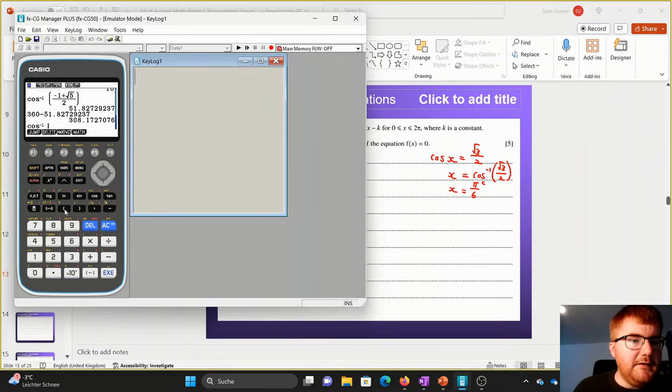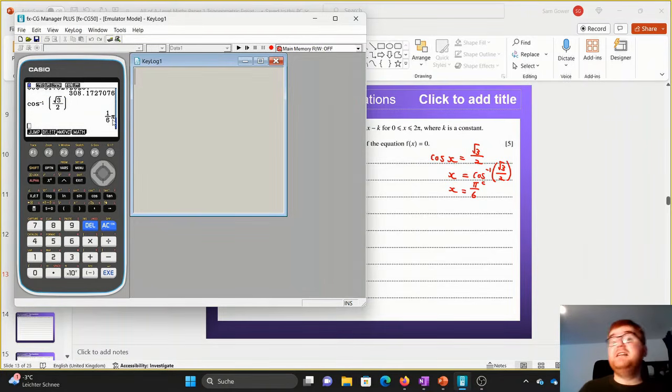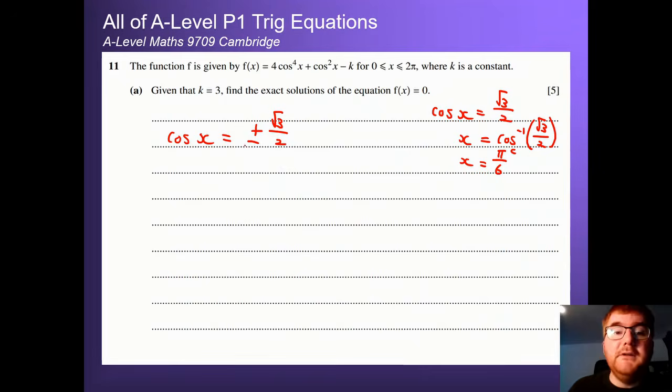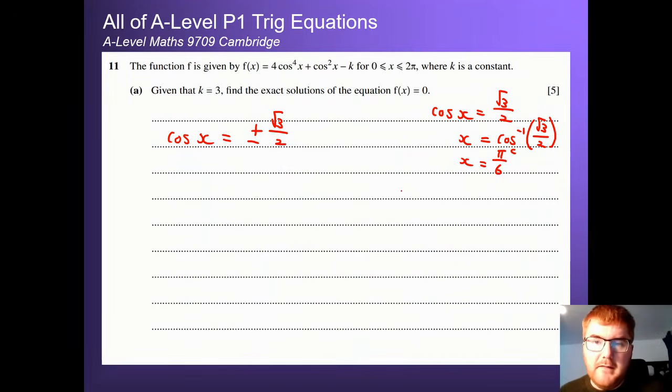and then brackets, root 3 divided by 2, close brackets. Notice it will give you the exact values as well, so you don't have to memorize these off by heart, but I find that very, very useful to do. Now notice one will find plus and minus, which I'm going to talk about now.